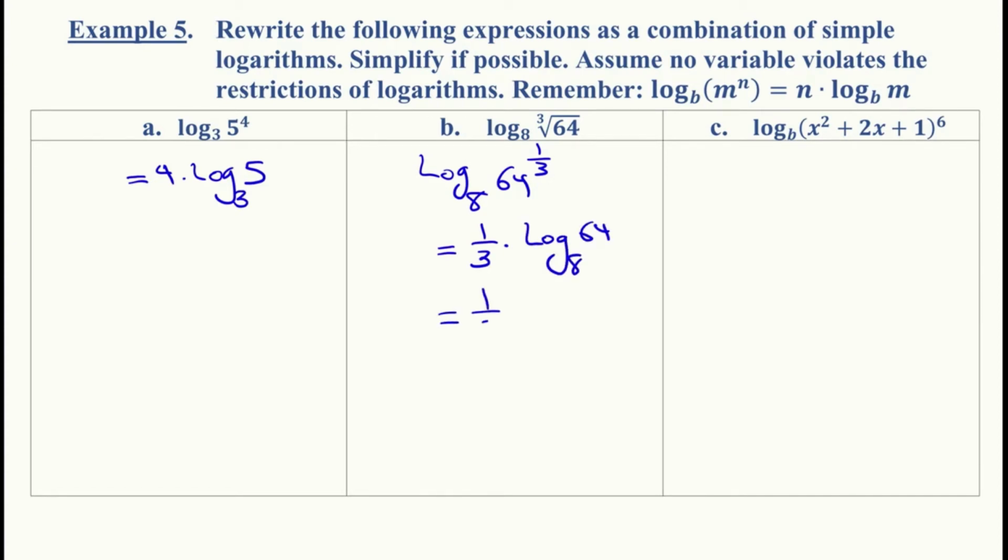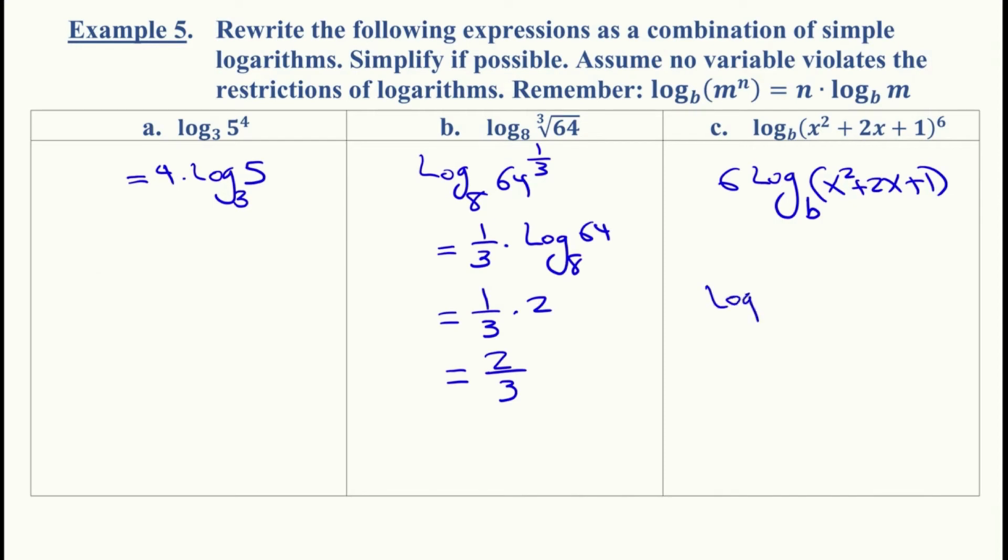Now we know what log base 8 of 64 is, because we know 8 to the power of 2 gives 64. So log base 8 of 64 is 2. So times 2, so the final answer we'll write as 2/3. Now here we're going to go ahead and just bring the 6 down, and we get log base b of quantity, parentheses are mandatory here, just like that, and we're done. There's nothing else we can do.